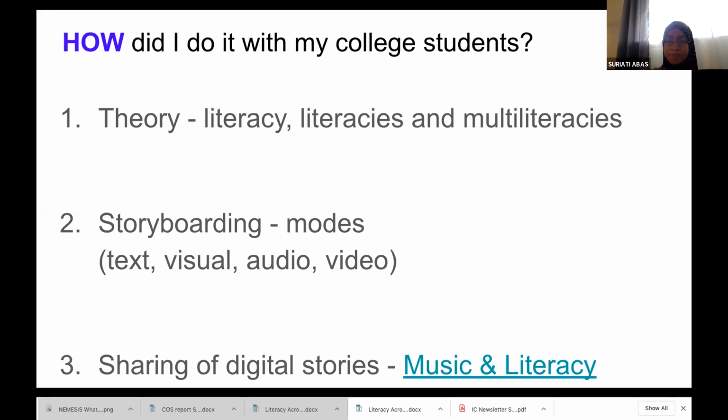Before they embarked on this project, my students were introduced to the different theories: literacies and multiliteracies, and multimodality, or the idea that different modes are used to construct and make meanings. While it is more theoretically driven, they were also given a set of images to look at, to help them understand how they construct meanings out of images.